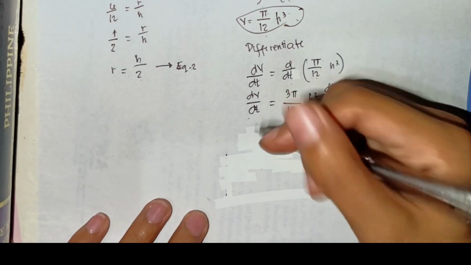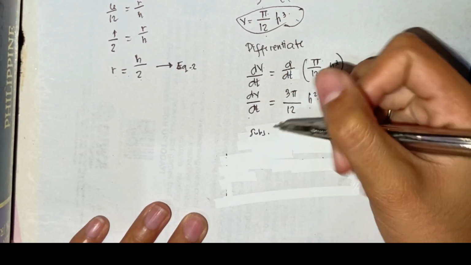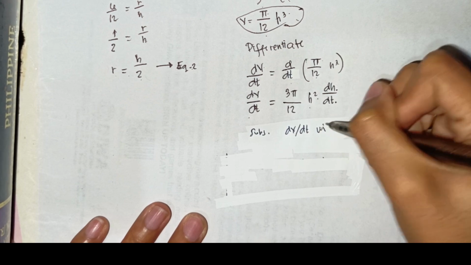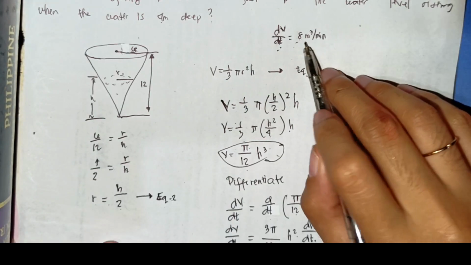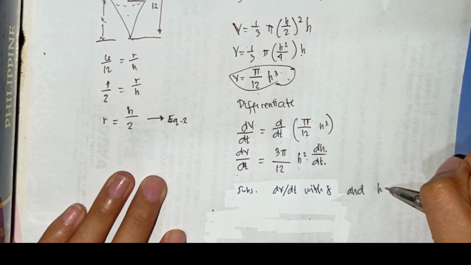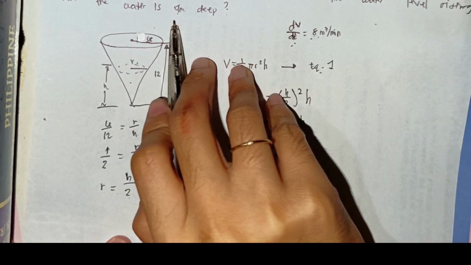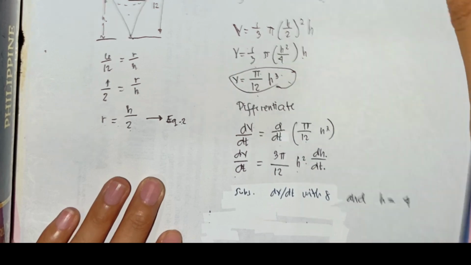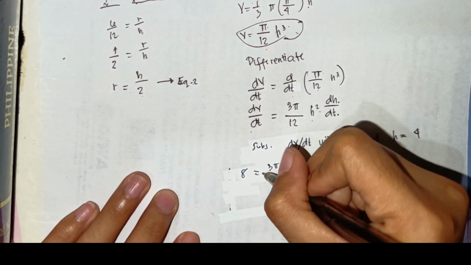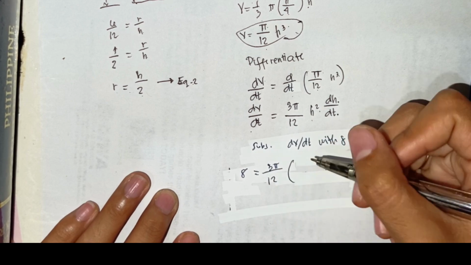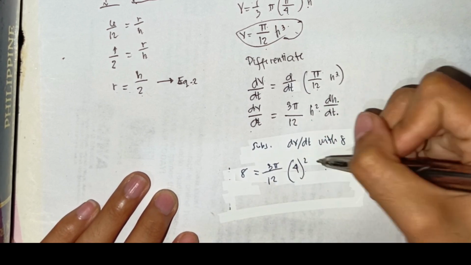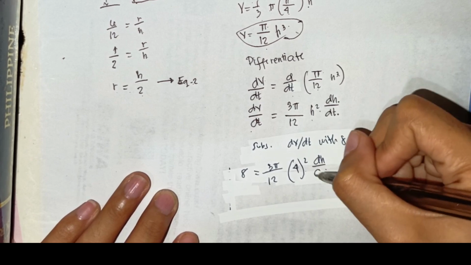Now, let's substitute dV/dt with 8, since it is 8, right? And h with 4. So, 8 is equal to 3 pi over 12, h is equal to 4 squared, dh/dt.